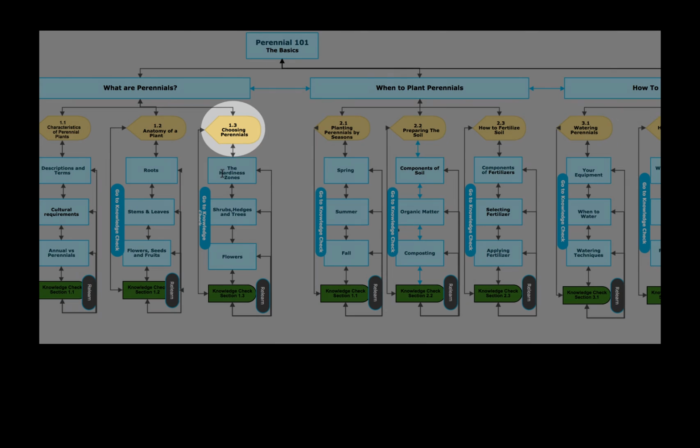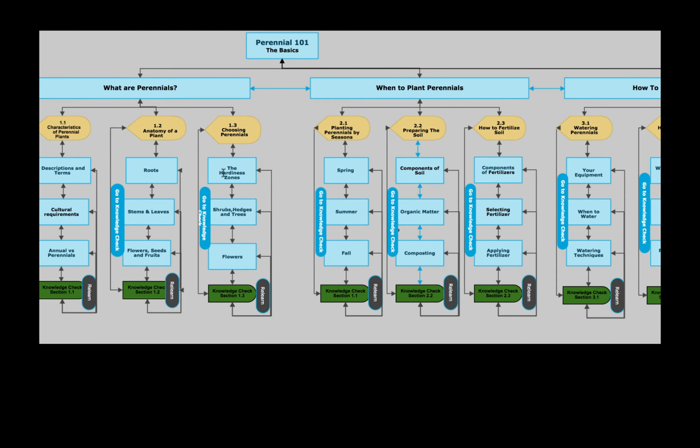Finally, we have choosing perennials. In this section, we will focus on the hardiness zones. We will focus on shrubs, hedges, and trees. And the final section will be flowers.